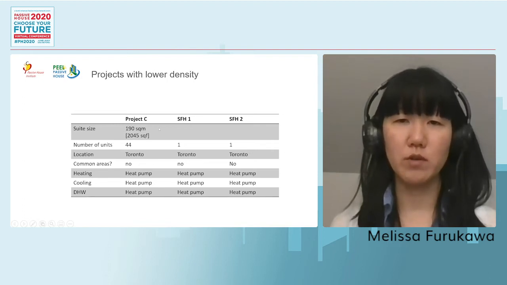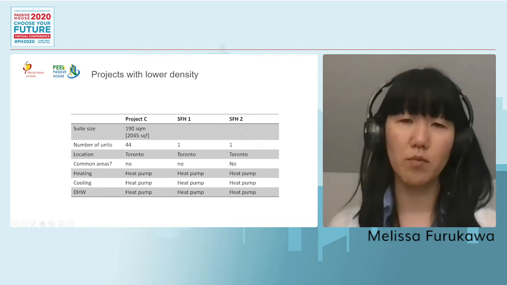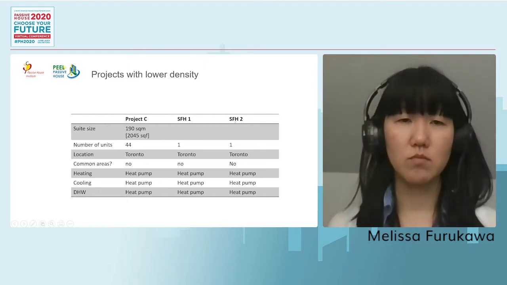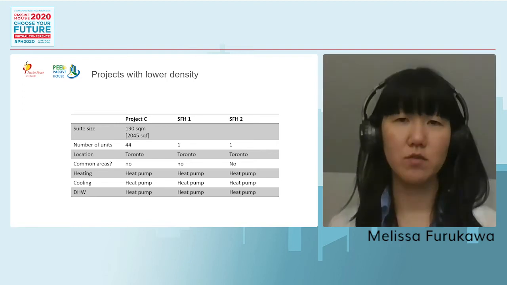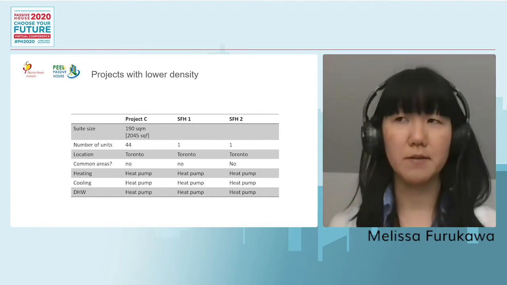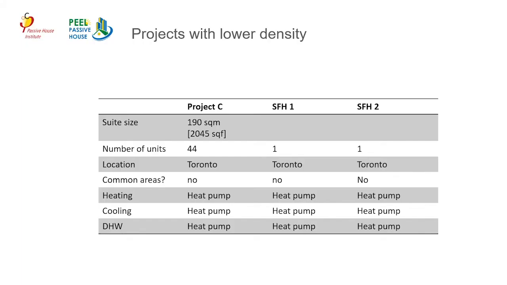The other two that we're going to look at, just less in detail, are two single-family home projects. So there's just one unit, and we're just going to look at that to see how the PER target would be calculated for a lower density project. All of these projects use heat pumps for cooling, heating, and domestic hot water.